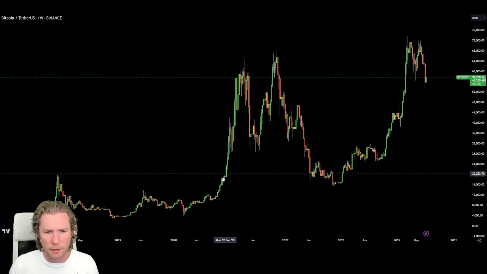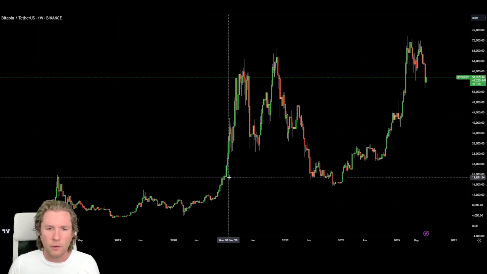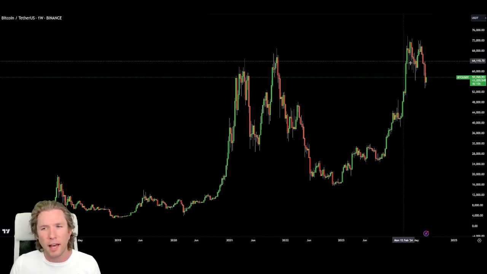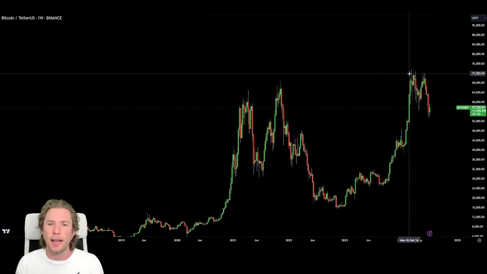We rejected a few times. If you zoom in, you get a sense of that structure. We rejected a few times and then we broke through. A lot of people, myself included, thought we were going to break higher. But you have to adapt to the environment.